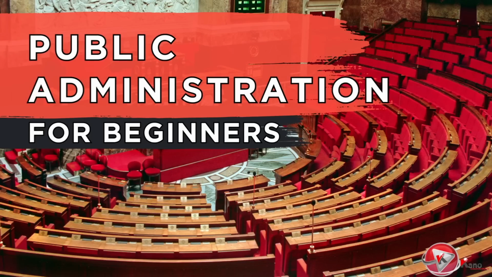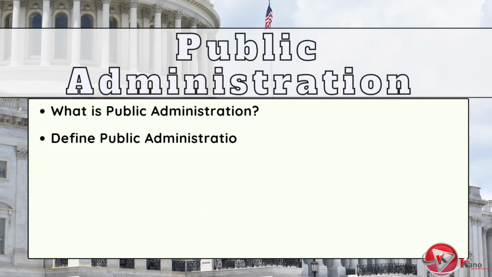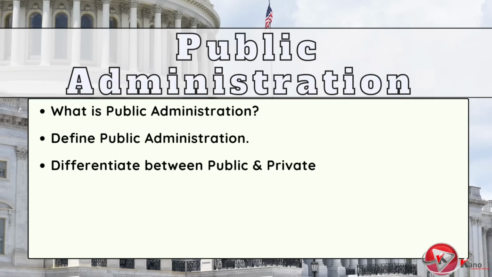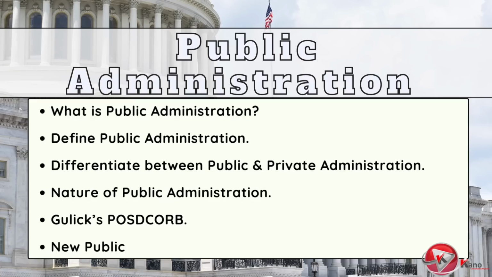In this video, we aim to clarify public administration by explaining what public administration is, then provide various definitions of public administration, as well as differentiating between public and private administration. We will also describe the nature of public administration and explain Gulick's POSDCORB, which is an acronym used to describe the 7 functions of an effective public administration. We will then briefly explain the new public management.